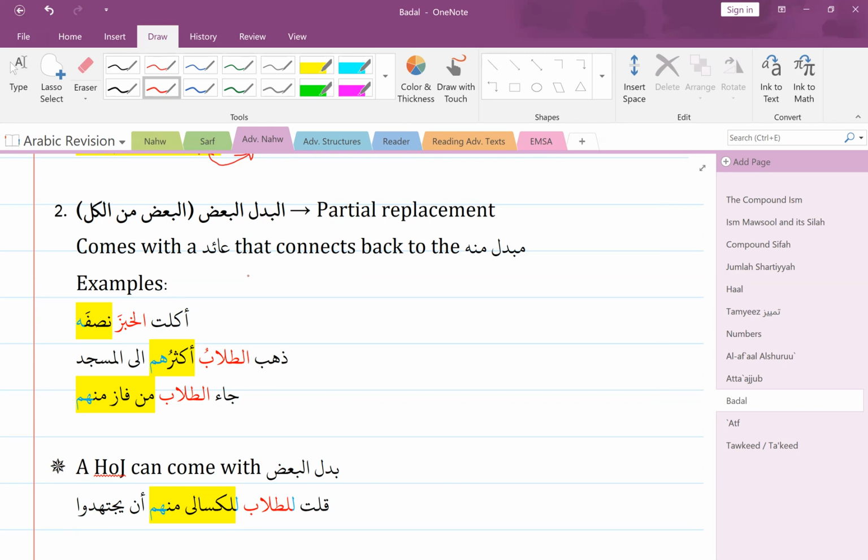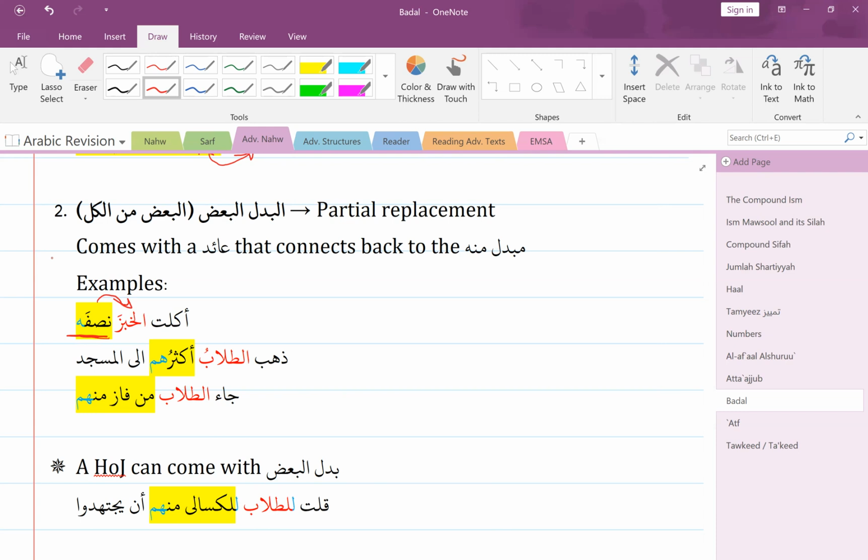If I say akaltul khubza, I ate bread, nisfahu, half of it. I didn't eat the entire bread, I just ate half of it. Akaltul khubza, I ate the bread, half of it. Nisfahu, this will be badal al-ba'd of al-khubz, which is the mubdal minhu, the thing being replaced or the thing being substituted.